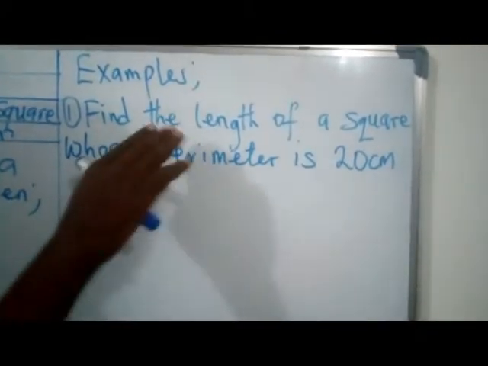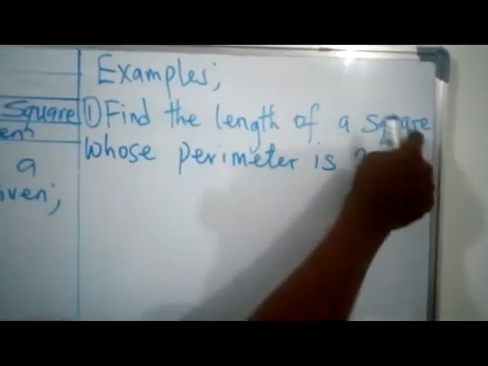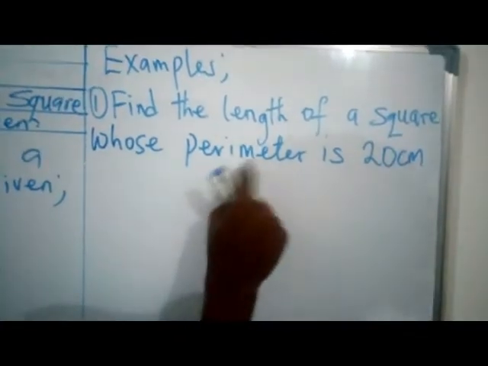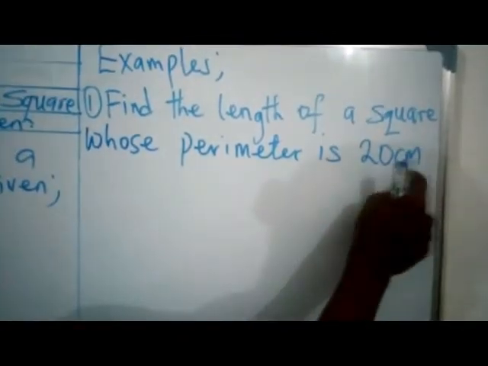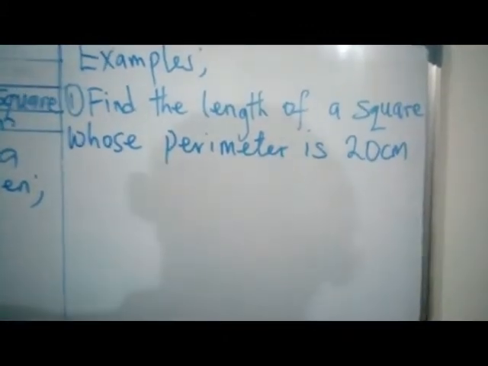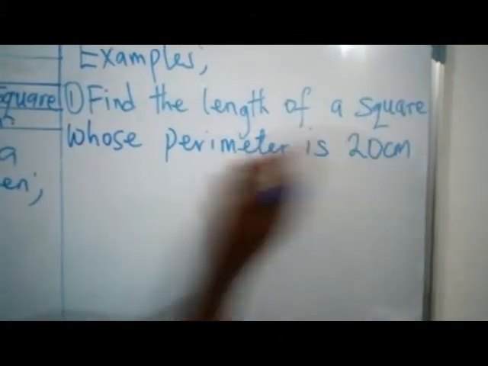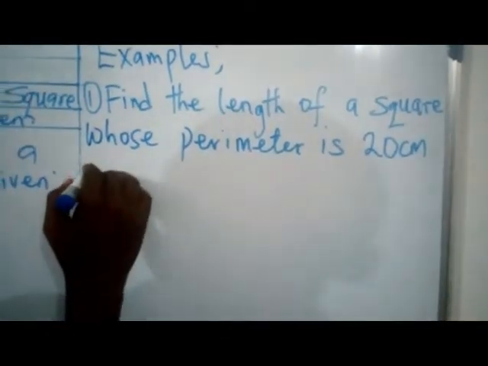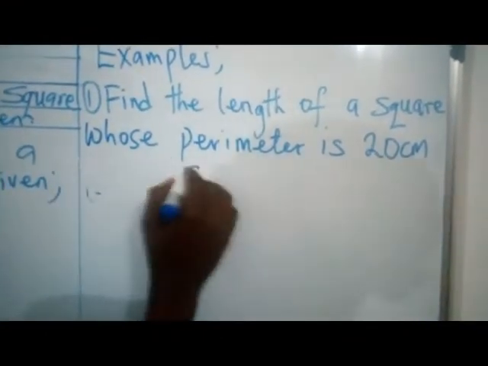Now you can see from this question, you are finding the length of a square. And you can see that the perimeter of that square is given, which is what? 20 centimeters. Now from your formula, I told you that when you are finding the length of a square, when your perimeter is given, you use this formula. Say solution.